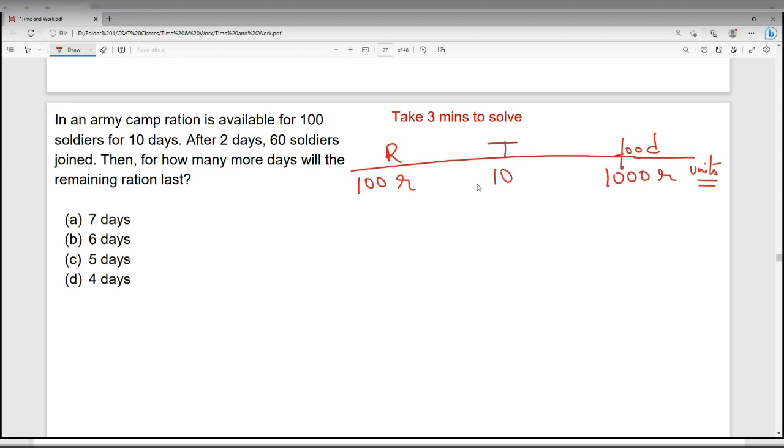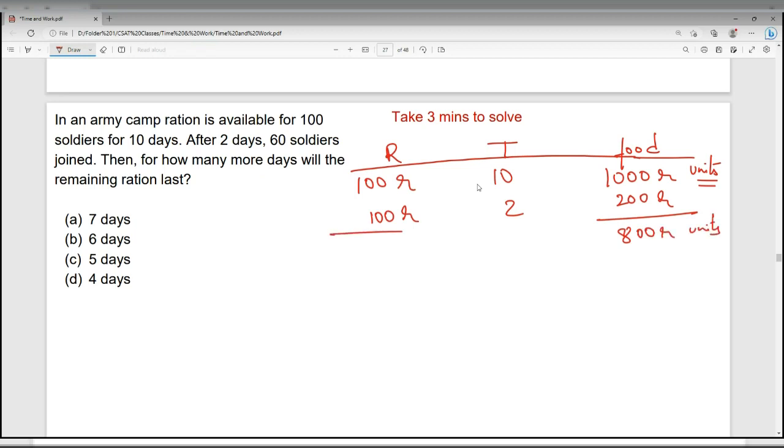And then what they're saying is after 2 days, 60 soldiers more joined. So what will happen for the 2 days? These 100 soldiers will consume some food. How much will they consume for 2 days? That is 100 R into 2. That is for 2 days they'll eat around 200 R units of food. So the remaining food would be 800 R units of food.